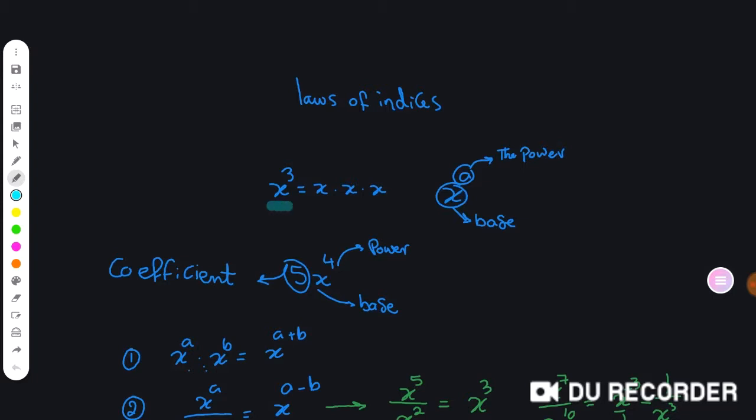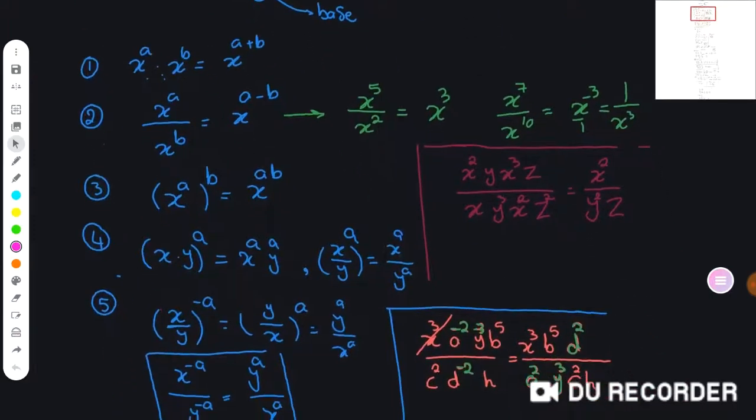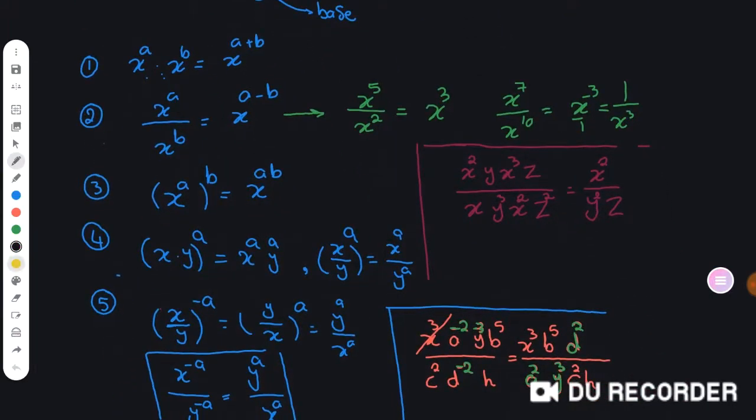If we have x power 3, it means x multiplied by x, because the power is repeated multiplication. If we have 5x power 4, 5 is the coefficient, 4 is the power, and x is the base. The first law: if we have multiplication between same bases, this is a multiplication operation. When you multiply the same base, we add the power.